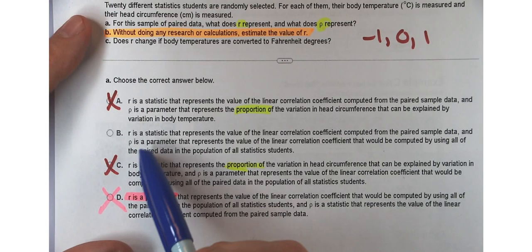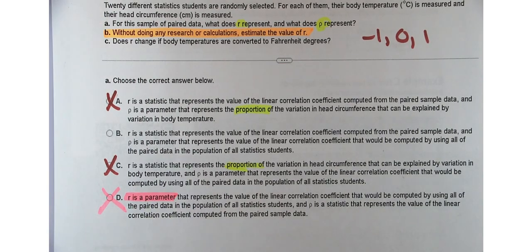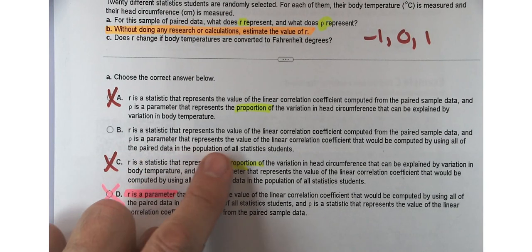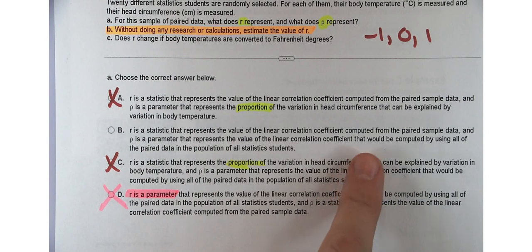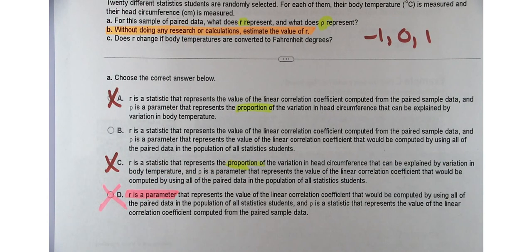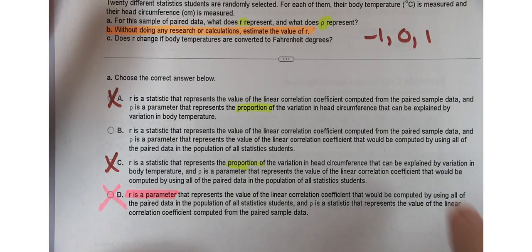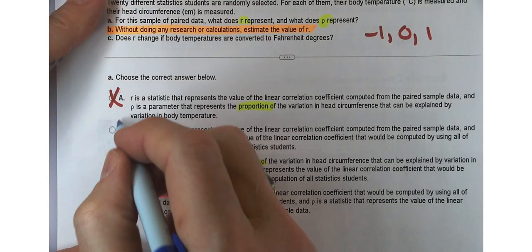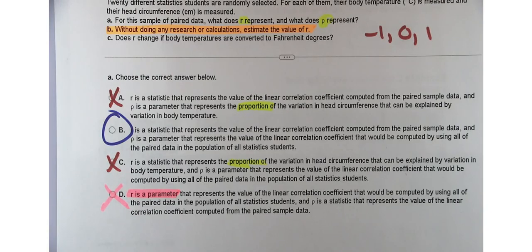How about this one? R is a statistic that represents the value of the linear correlation coefficient computed from the paired sample data, and rho is the parameter. All right, I like that. That represents the value of the linear correlation coefficient that would be computed by using all of the paired data. Remember, your parameters come from the entire population. So you'd have to have all the data, and that one's a winner. Nice. Anything else? See ya.